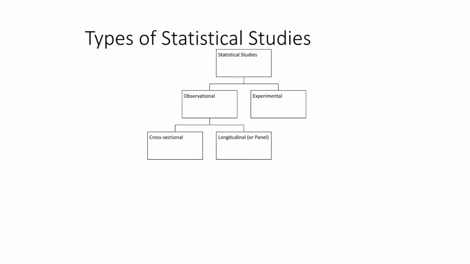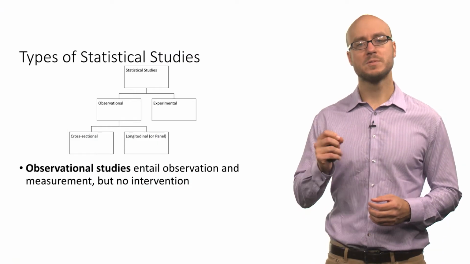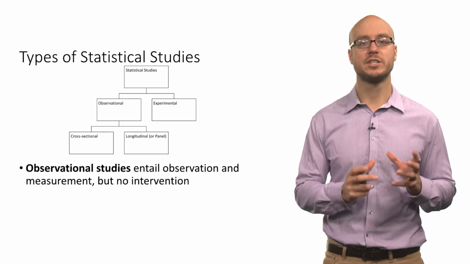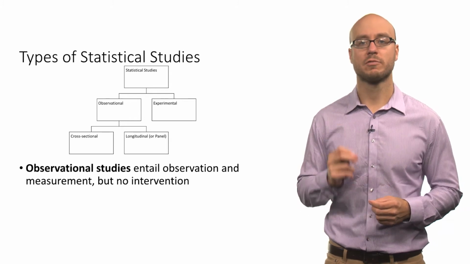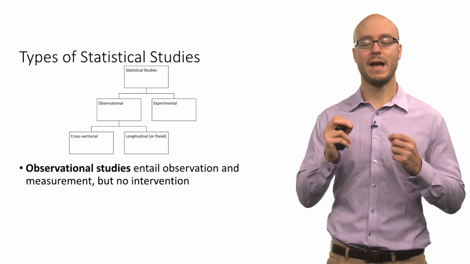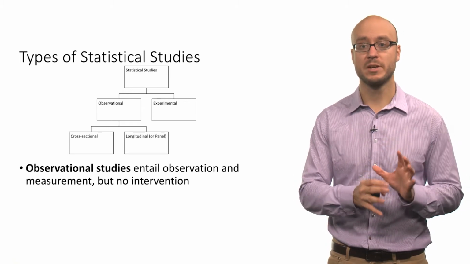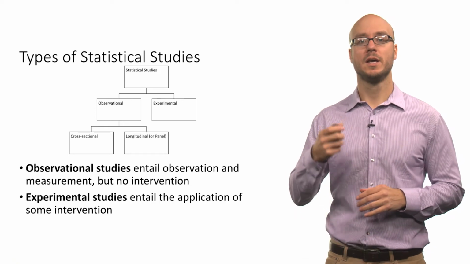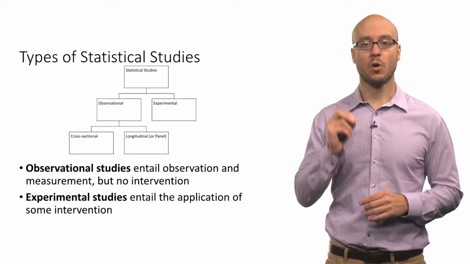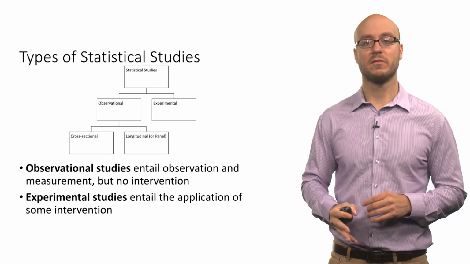The major types of statistical studies are observational and experimental. And among observational studies, we like to distinguish between cross-sectional studies and longitudinal or panel studies. Observational studies entail some kind of observation and measurement, but there's no direct intervention. There's no attempt to alter what's going on in terms of social dynamics or the world around us. In experimental studies, the goal is to apply some kind of intervention.